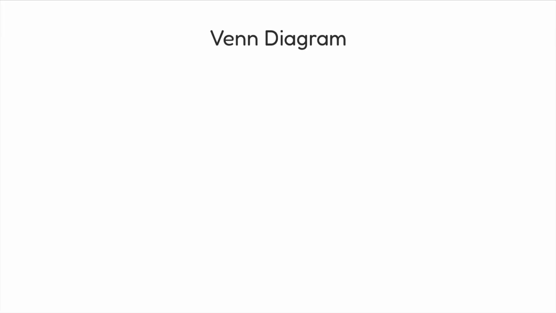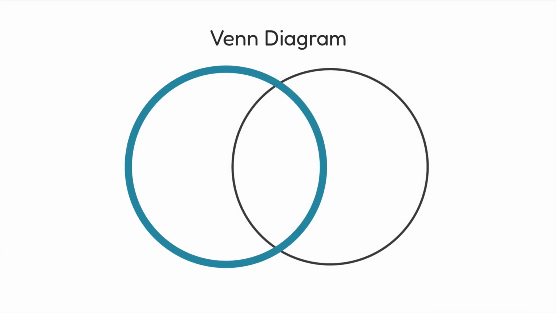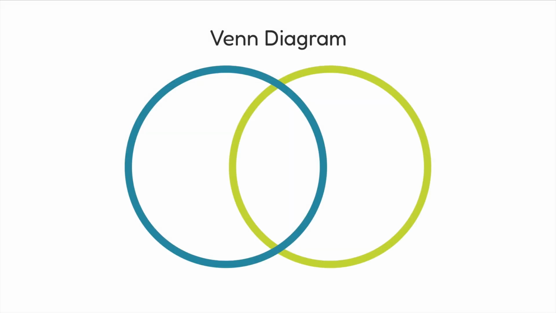First, the Venn diagram. A Venn diagram is made up of two or more overlapping circles. Each circle shows information that's true for a particular topic. The area where the circles overlap shows where two or more topics have information in common.